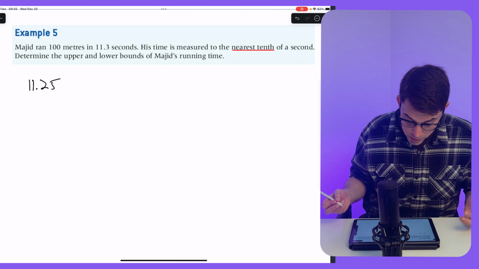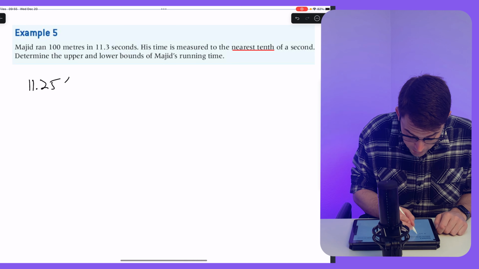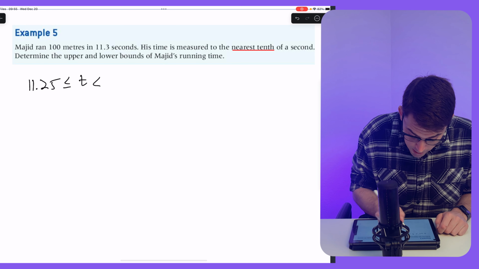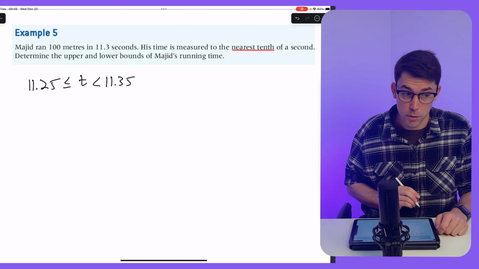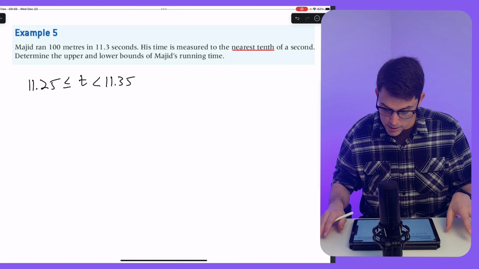Because if I did 11.25 and rounded it to the nearest tenth, that's going to give me 11.3. So I can include this. That would be my time. And I'm going to go all the way up to 11.35, but not including 11.35. Because again, as long as it's below that, it'll round to 11.3, given the context of the problem.